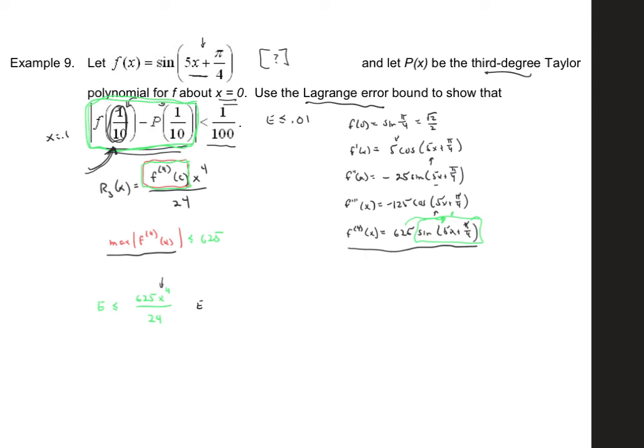So our error is going to be less than or equal to 625 times 0.1 to the fourth, all over 24. And when you do that on your calculator, you're going to get something like 0.0026 on and on and on, and that is clearly less than the 1/100th that we were asked to show. So we have done what it is we wanted to do. Okay? These are tough.